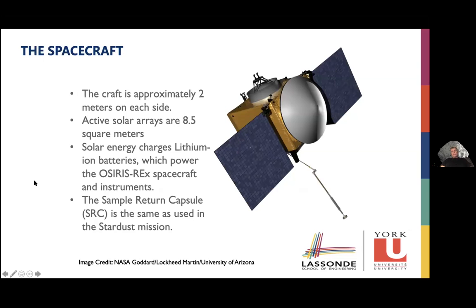So here's a cartoon of the spacecraft. I'll show you some real pictures later, but we're talking about approximately 2 meters on each side with 8.5 square meters of solar array. Of course, it's a solar-powered mission, so we've got batteries. And then the sample return capsule, which you actually can't see in this picture, but I'll show you later. It has previous mission heritage from a mission called Stardust.